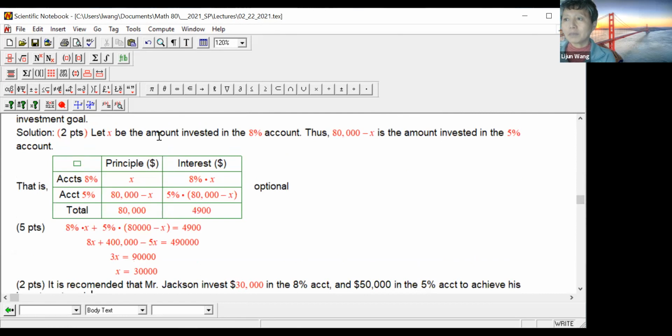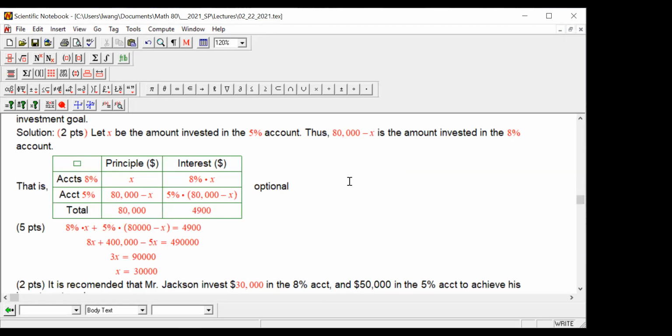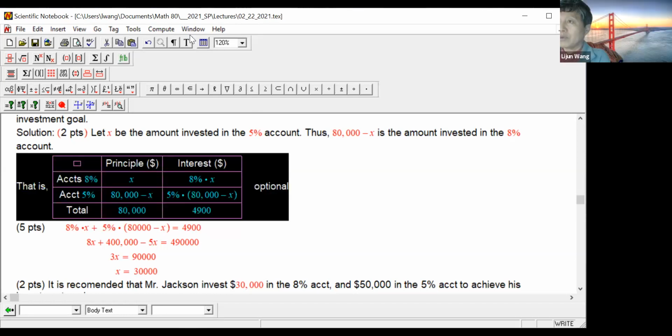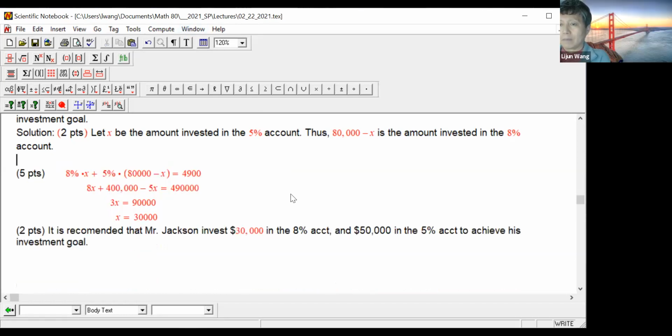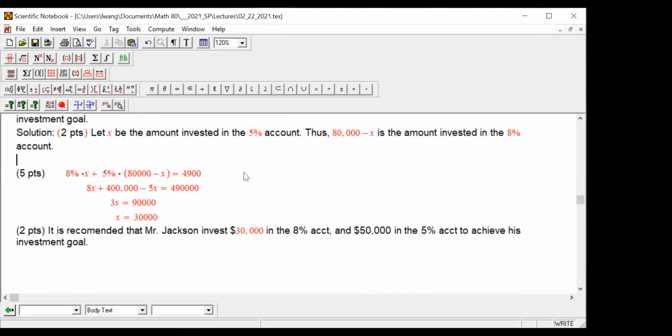He assumed X be the amount invested in the 5% account. And so the other one will be the 8%. Do you guys see the difference? Suppose I remove this equation temporarily. If he assumed X the amount invested in the 5% account, okay, and this equation will be completely wrong. Do you follow me? What's wrong?